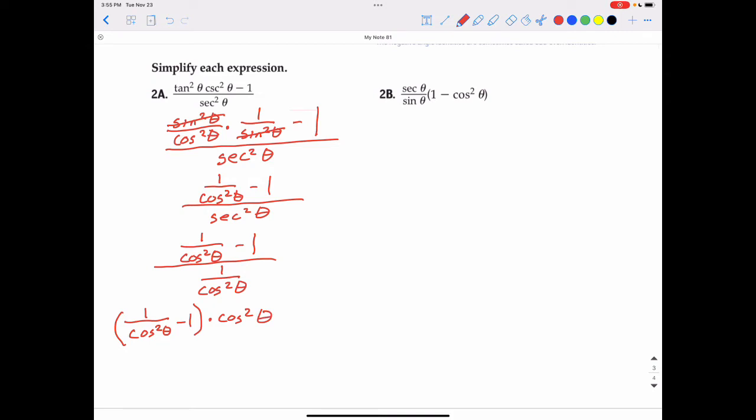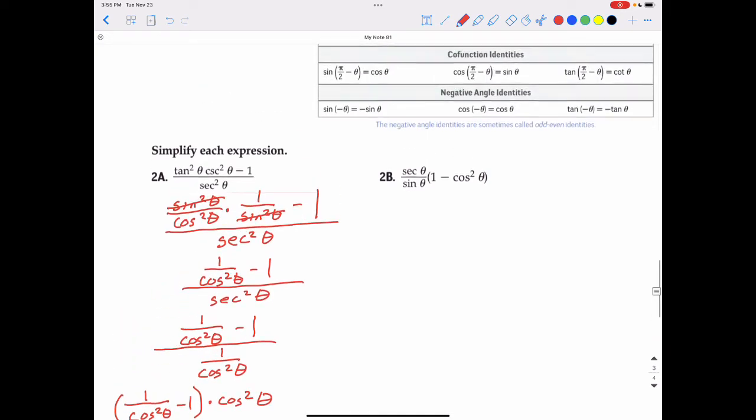And then I have to do the distributive property. So when I do the distributive property, I have 1 over cosine squared theta times cosine squared theta, which means cosine squared thetas will cancel each other out for that portion of it. So I'm left with just a 1. And then I have to take cosine squared theta times -1, which will give me negative cosine squared theta. And where have we seen 1 minus cosine squared theta before?